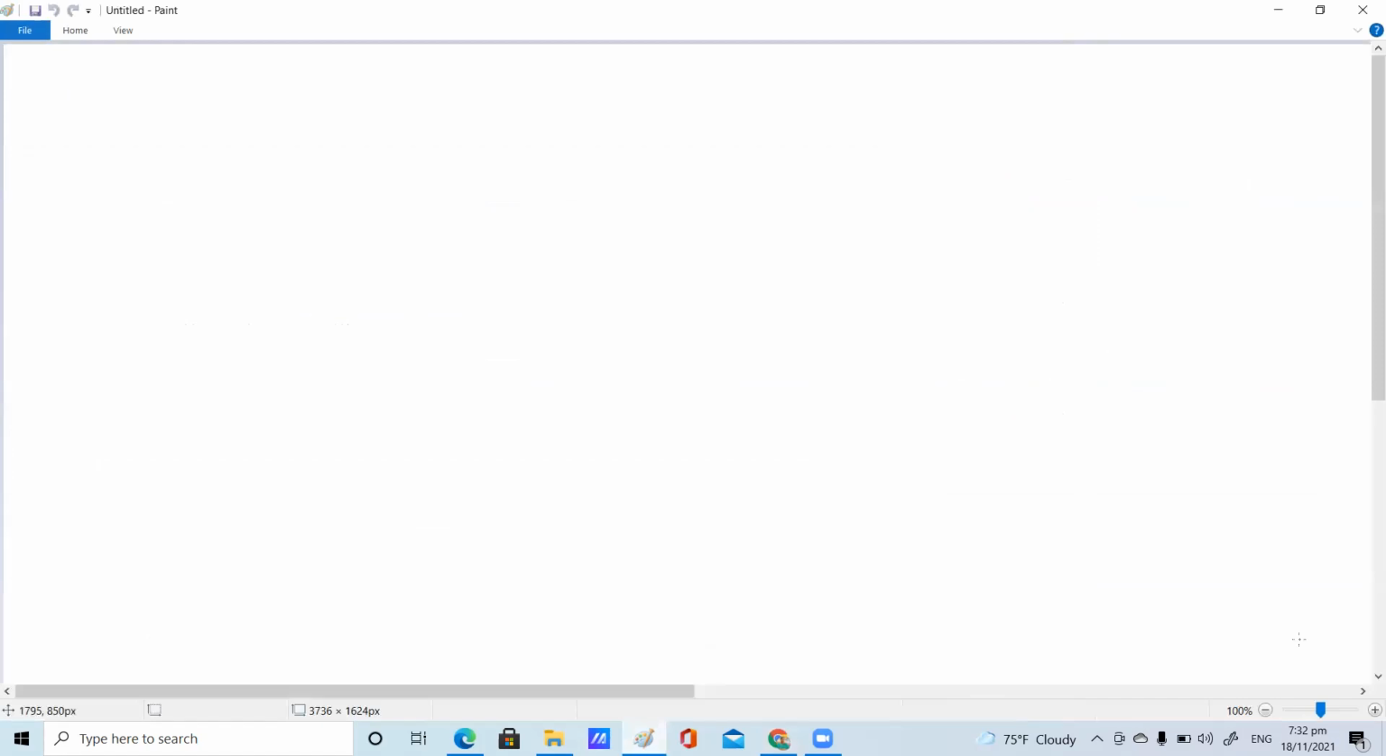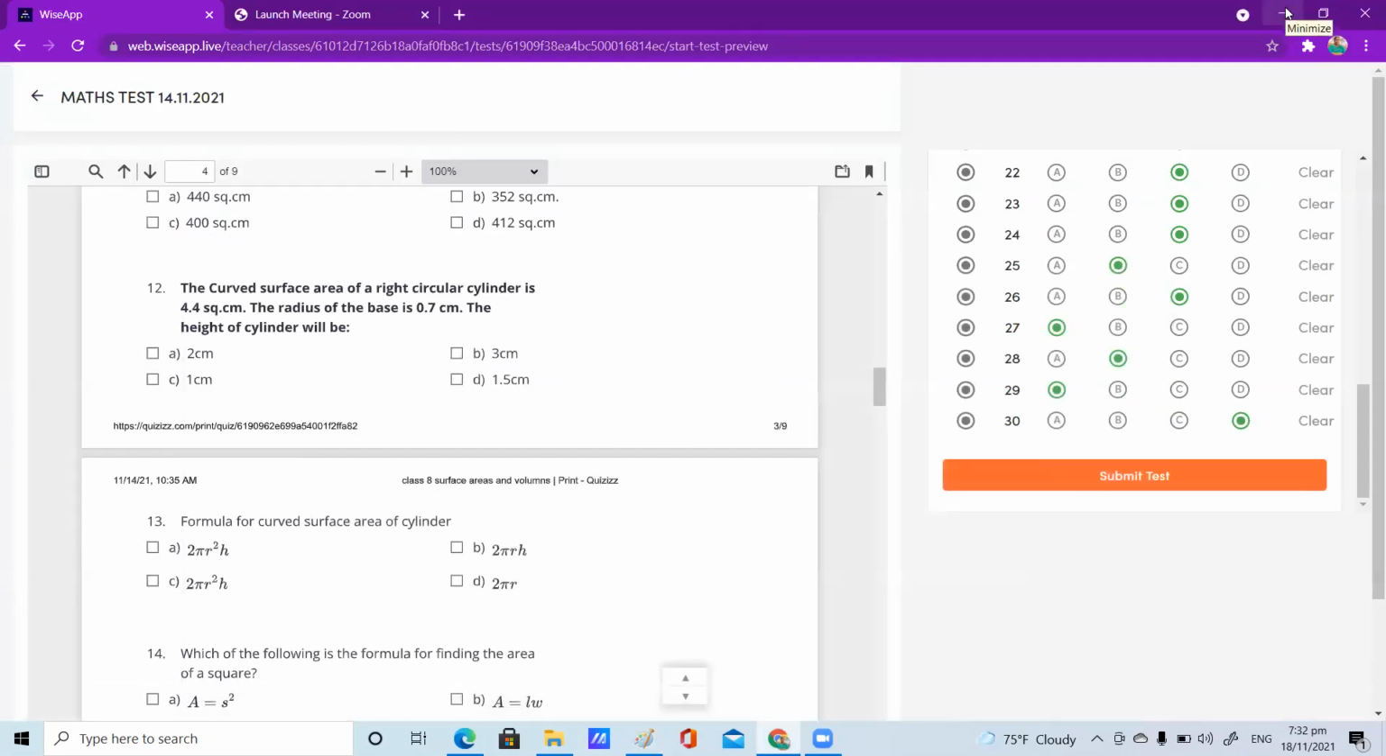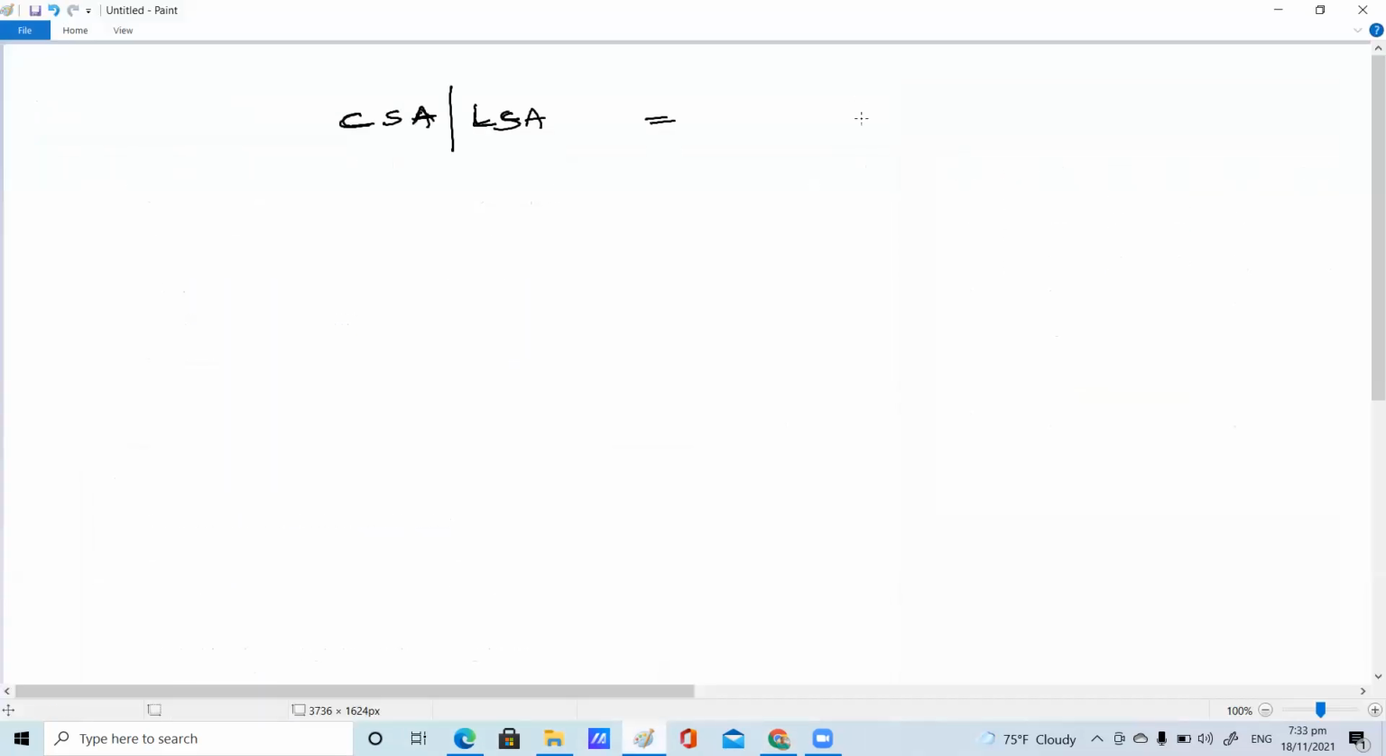What is the formula, you know, children? What is curved surface area? CSA or LSA, both are same, children. LSA means lateral surface area. CSA means curved surface area. Both are same. So here what is given? CSA is given. How much is given, children? 4.4 square centimeters. 4.4 and the radius is 0.7.